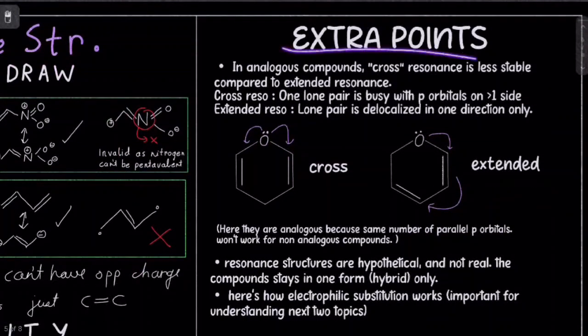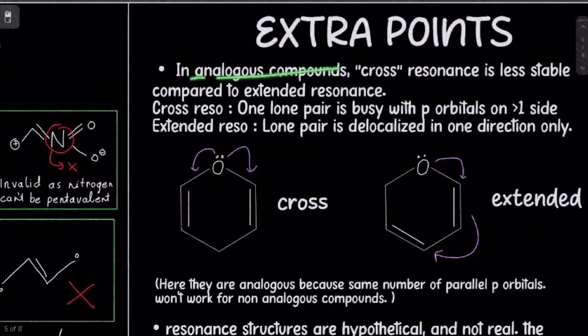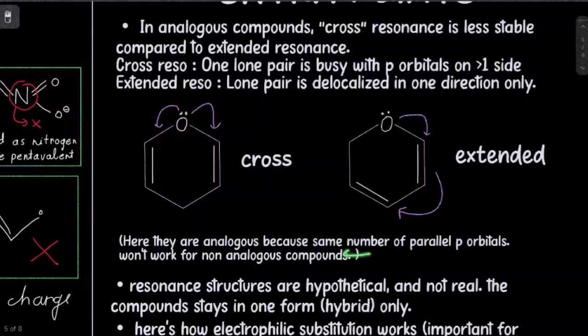Yeah, so these are some extra points about resonance. In analogous compounds, for example, compounds that have the same number of parallel p orbitals and look similar to each other, cross resonance is less stable than extended resonance. What are these terms? I have never heard of them.